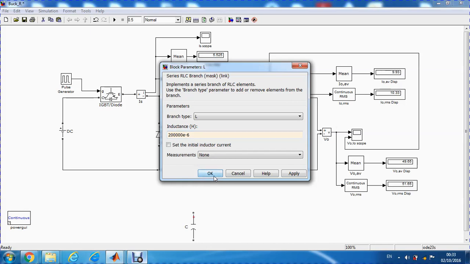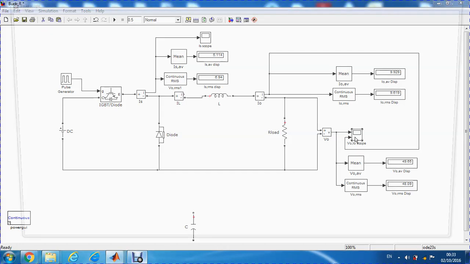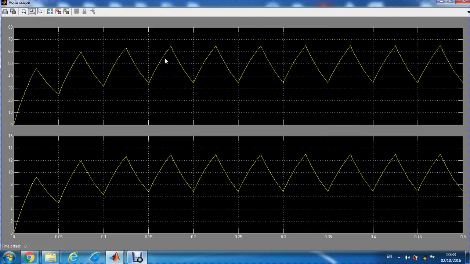So 0.2 farad is a big value though, but it's just a simulation, and we will see what's going to happen. Yes, we have even better voltage and better current. If the maximum voltage is around 65 and the minimum is down to 35 volts, whereas the current is 13 and the minimum value is 7.